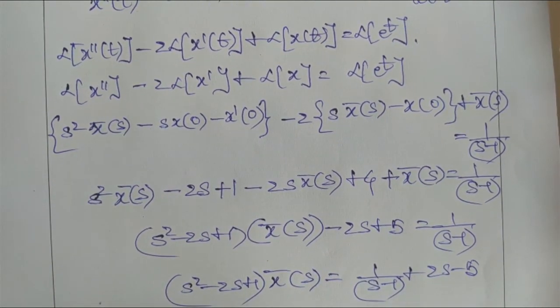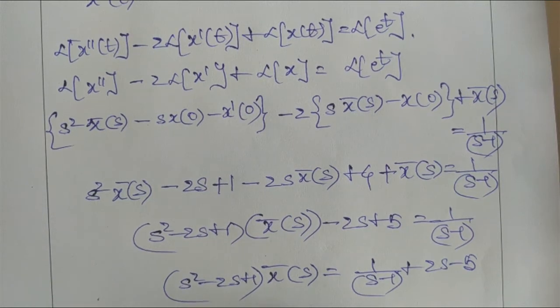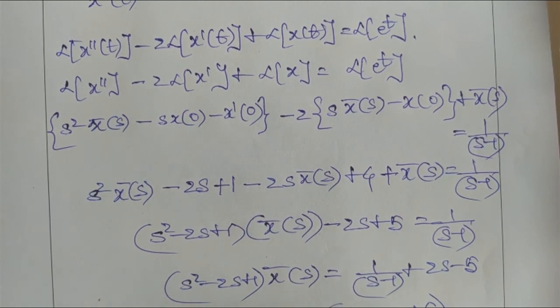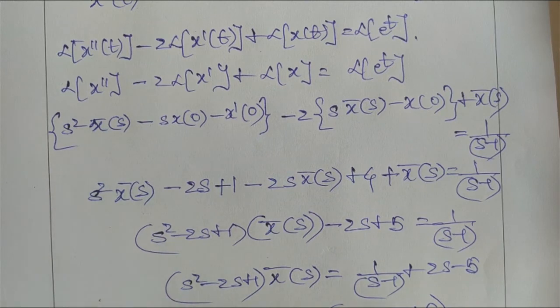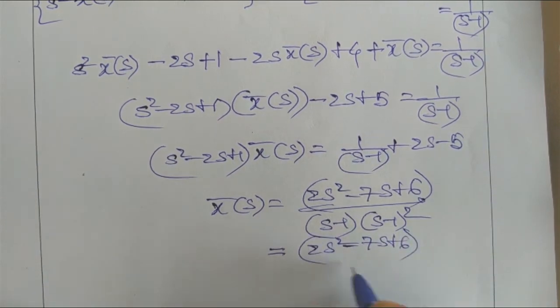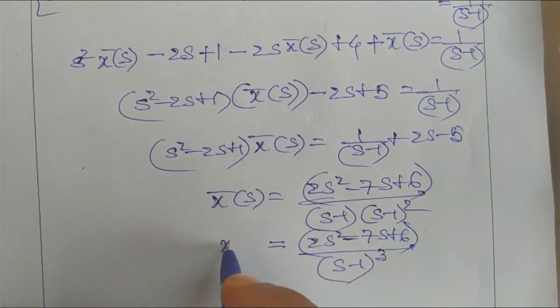Now what happens? X bar of s is equal to, taking LCM and simplifying, okay, so we get 2s square minus 7s plus 6 divided by s minus 1 into, this is nothing but s minus 1 whole square, okay, so what happens? We get 2s square minus 7s plus 6 divided by s minus 1 whole cube. This is x bar of s.